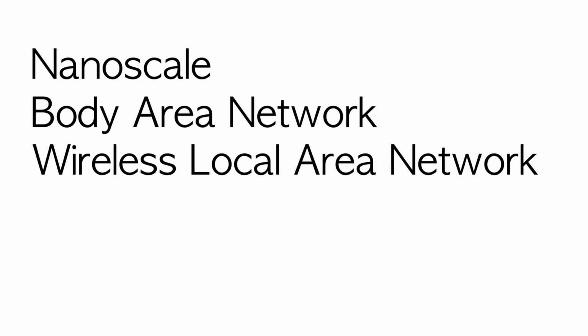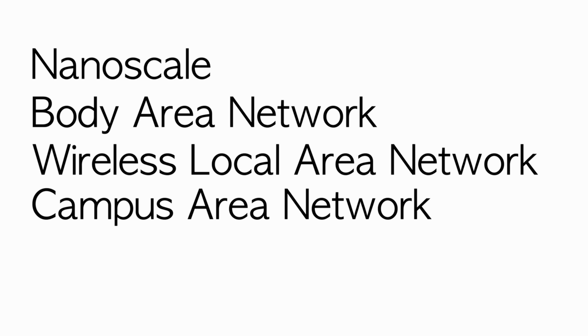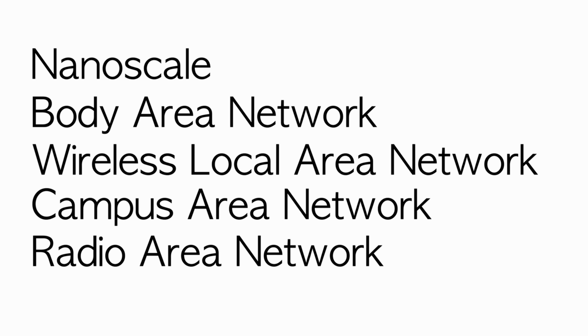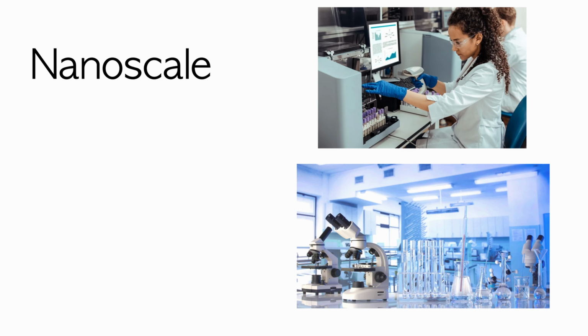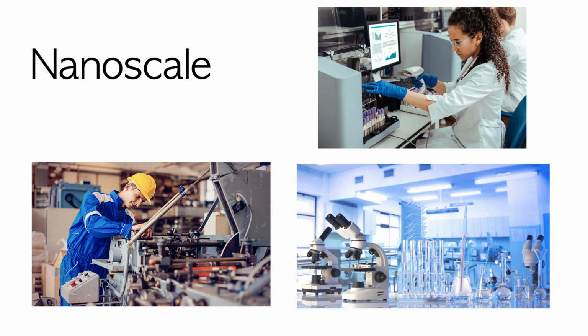There's a few other types of networks I'm not going to spend too much time on, but you've got a nanoscale network, you've got a BAN, a body area network, you've got a WLAN, which is a wireless local area network, you've got a CAN, which is a campus area network, and you've got a RAN, which is a radio area network. A nano network consists of devices that are extremely small. On a nanoscale, they're usually found in environments such as medical, science, or mechanical. Nanoscale networks are still being developed and researched.